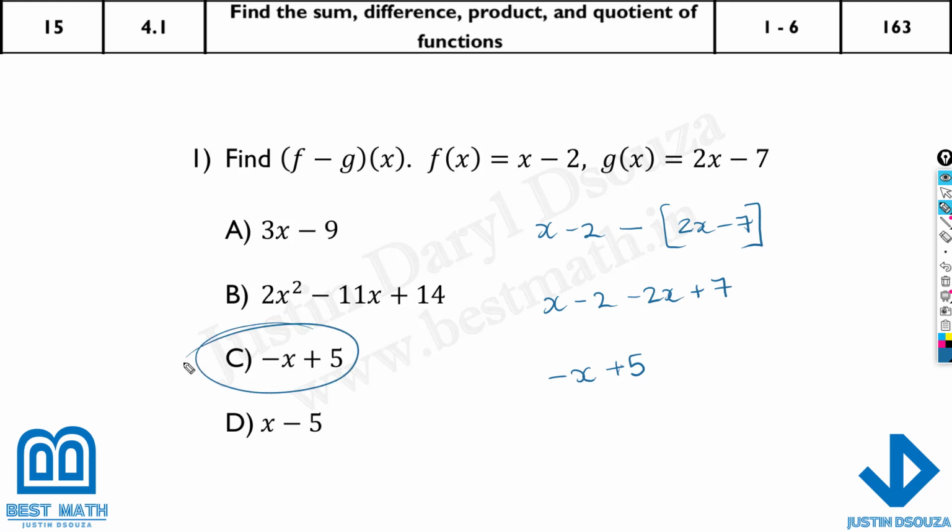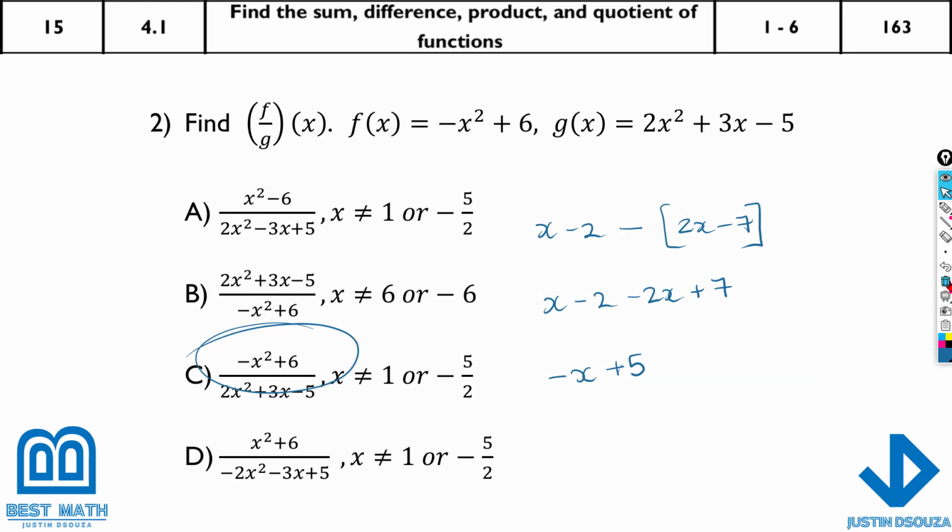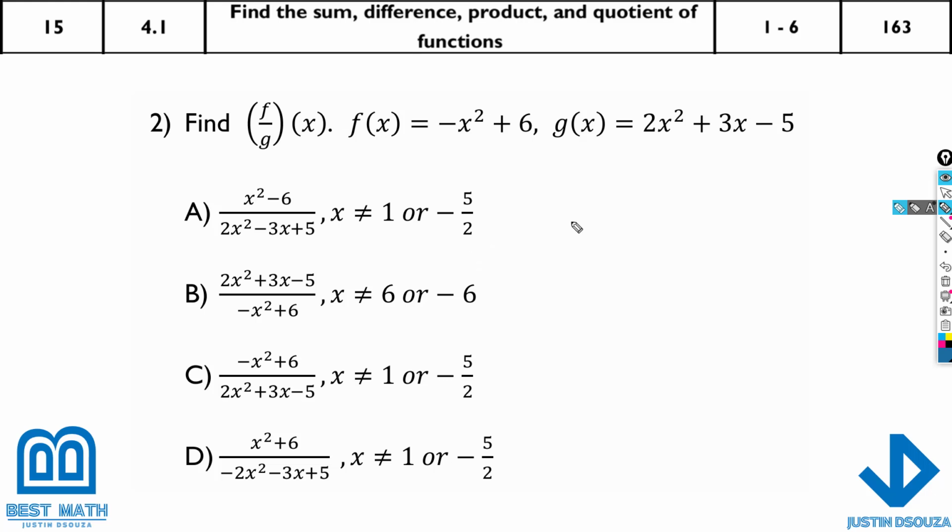You can see it's option C. Or it can also be written as 5 minus x. Look into the options and then finalize your answer. So here we go. And what about this one here? We have to just divide, that is minus x squared plus 6 divided by 2x squared plus 3x minus 5.